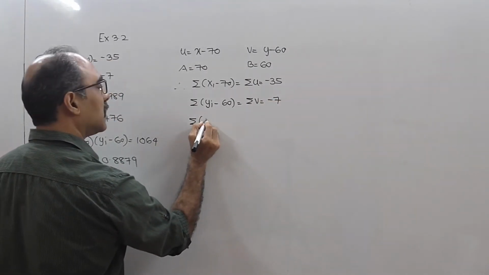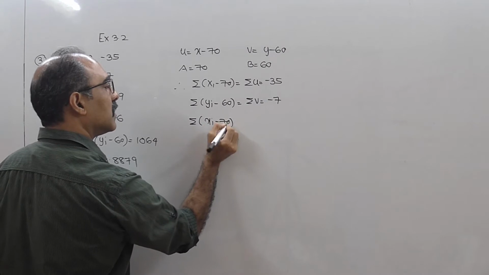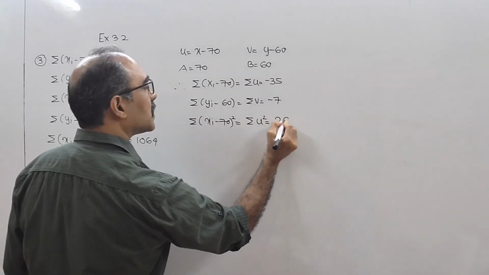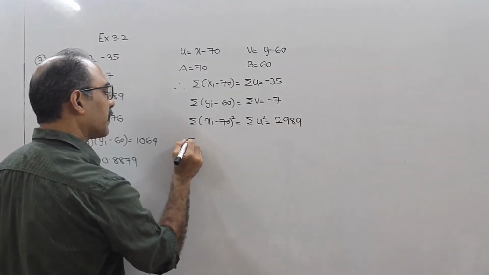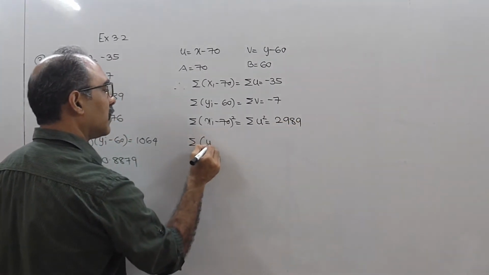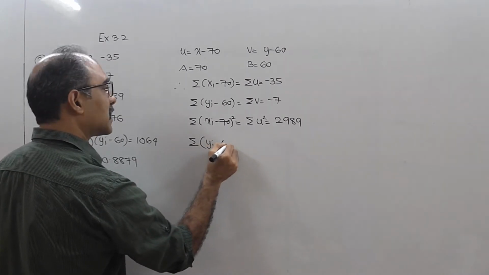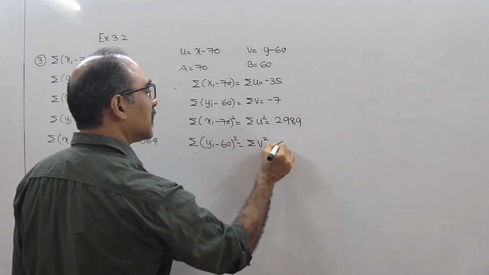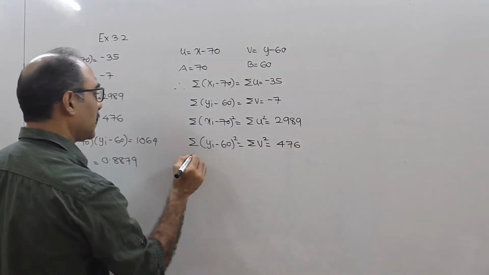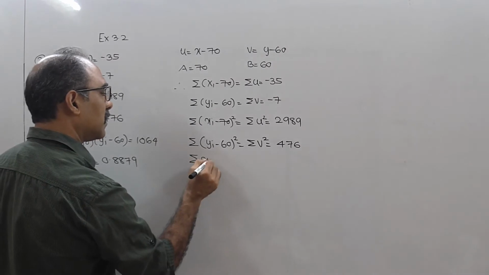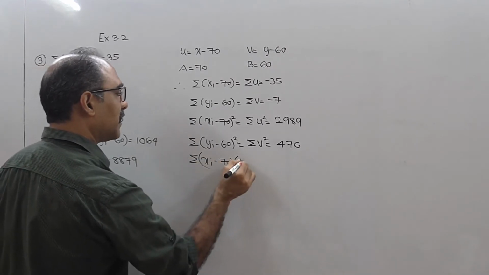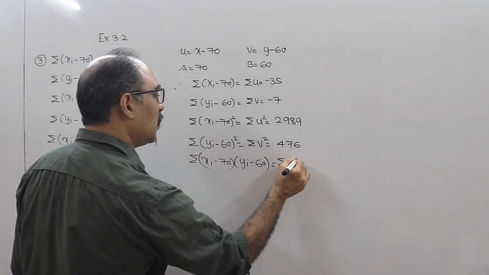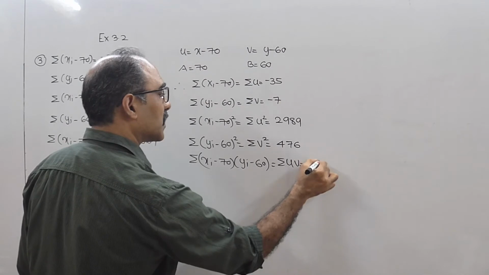Then sigma xi minus 70 the whole square is sigma u square, which is 2989. Sigma yi minus 60 the whole square is nothing but sigma v square, which is equal to 476. And sigma xi minus 70 into yi minus 60 is nothing but sigma uv, which is equal to 1064.